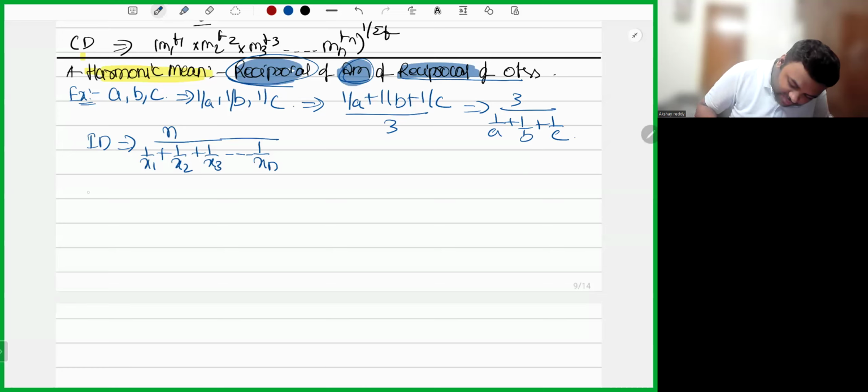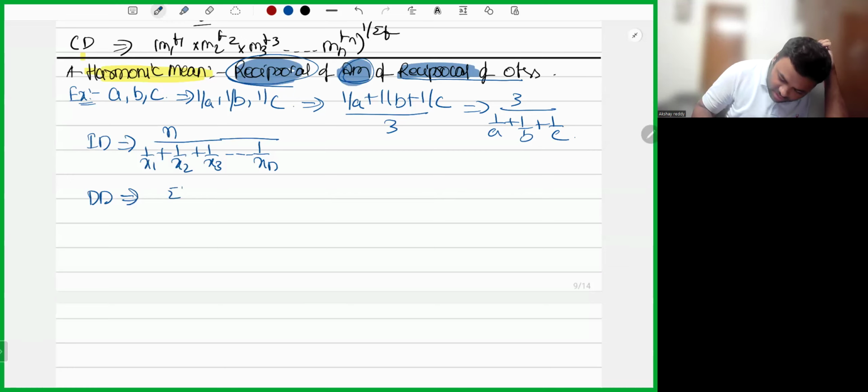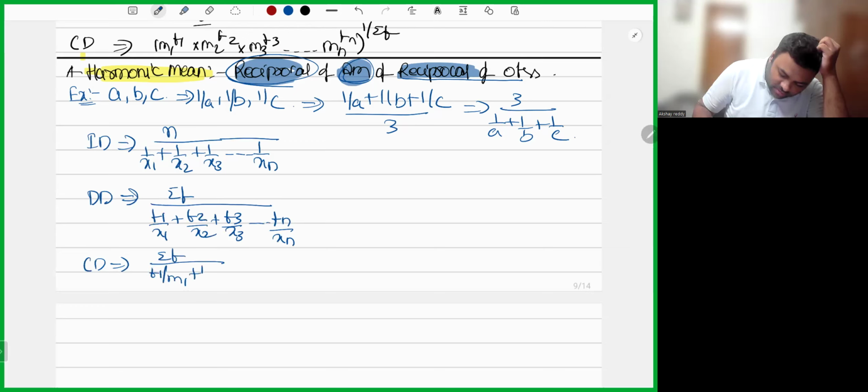For discrete data, what is 1 by x1 plus 1 by x1 plus 1 by x1? 3 by x. So frequency is there, you do frequency by x1. Summation of f whole divided by f1 by x1 plus f2 by x2 plus f3 by x3, so on till fn by xn. Now for continuous data, instead of x, we'll have the mid value. Summation of f whole divided by f1 by m1 plus f2 by m2, so on till fn by mn.